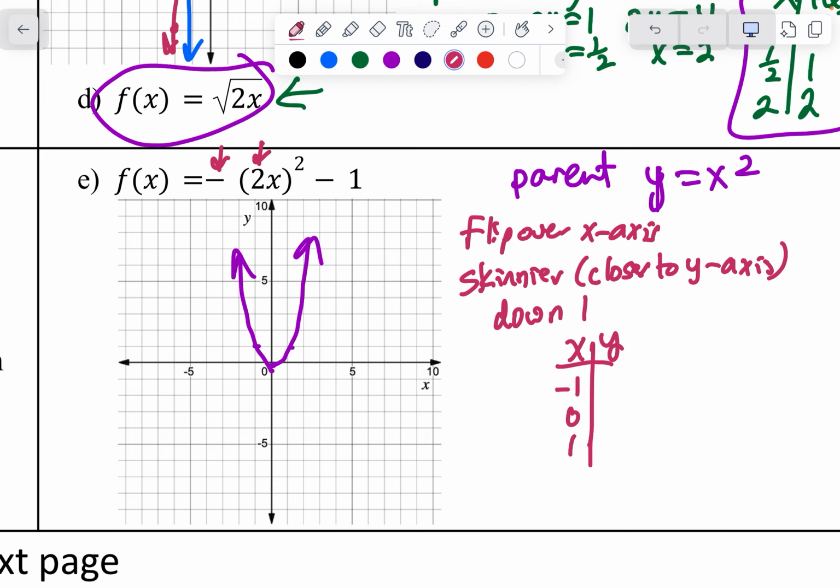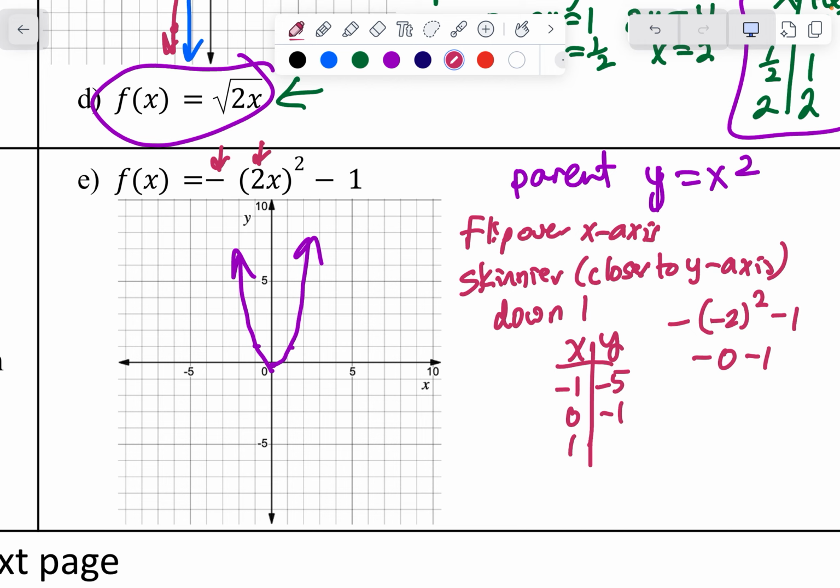But okay, so if you plug in -1, you get the negative of -2 squared minus 1, okay? Following order of operations, we got to square that first, right? That's going to give us 4. So we're going to get -4 minus 1. We're going to get -5. Okay? If we plug in 0, we get the opposite of 0 minus 1, which is -1. And that middle value has moved down 1, which is a good sign.